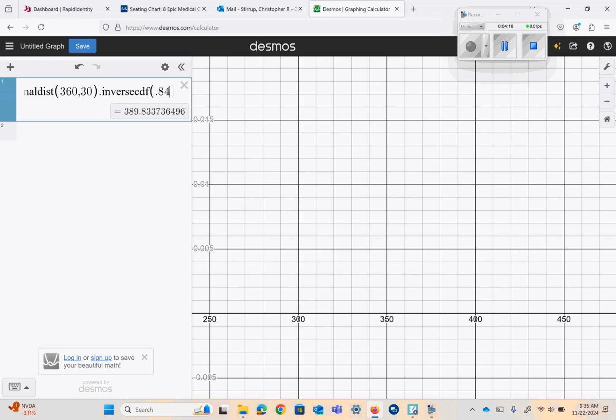Basically, 389 is like here. 389 is right there. Okay? That means that only 16% of the area to the right of that would account for trees that are taller than trees that are 389.3 feet tall. Taller than a football field. Wow.